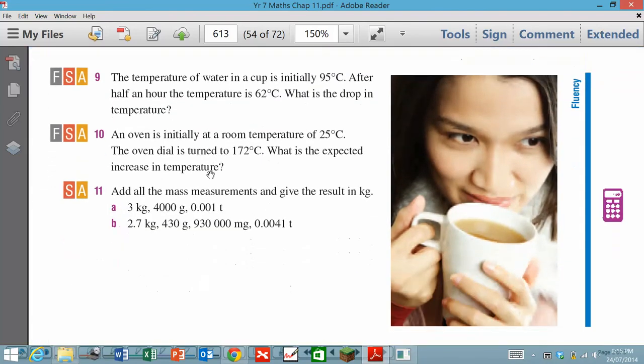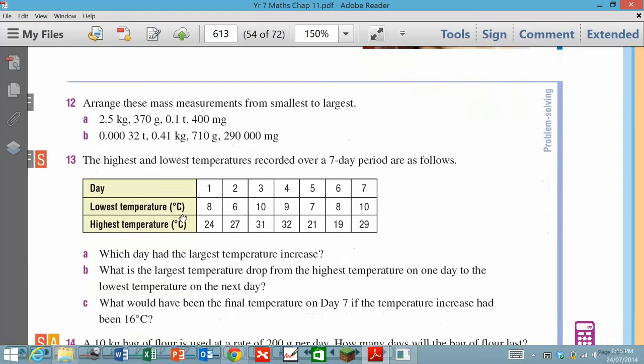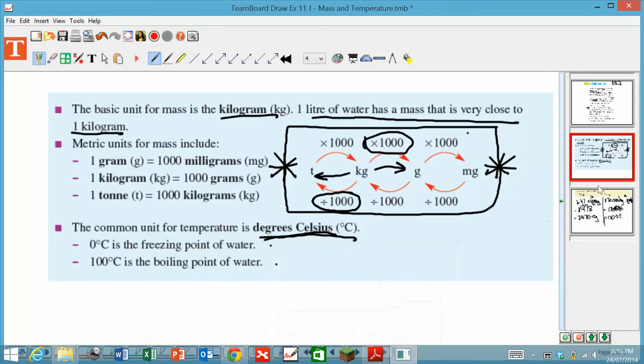Yeah, so temperature, drop in temperature, you've got to find the difference. Add all these measurements and give the result in kilograms. So obviously you've got to convert these into kilograms here and here. Same here, here, here and here. Convert them into kilograms and add them together because the answer has to be in kilograms as it says there. So all that should be pretty easy, provided you've got this down pat for a start.